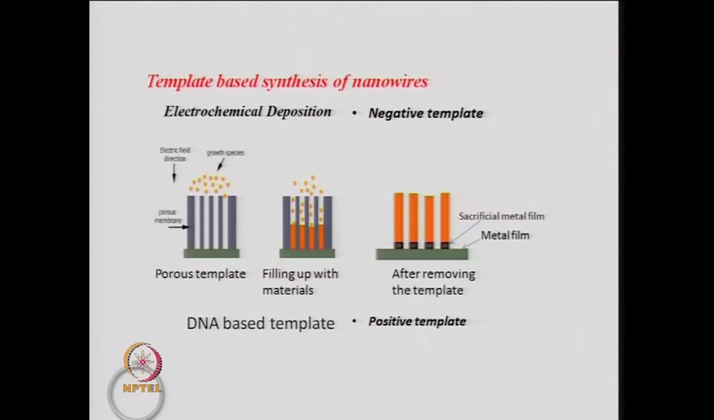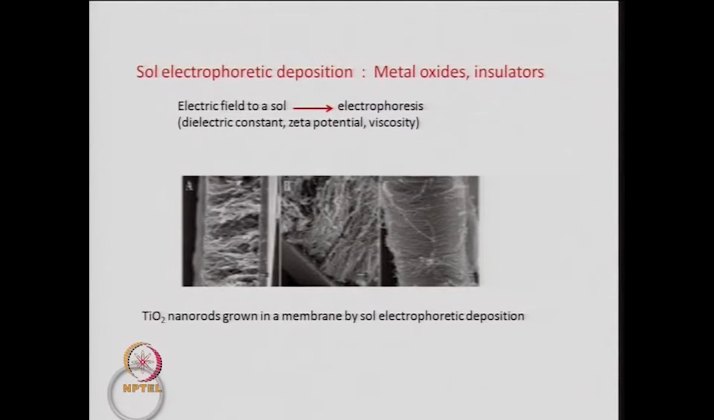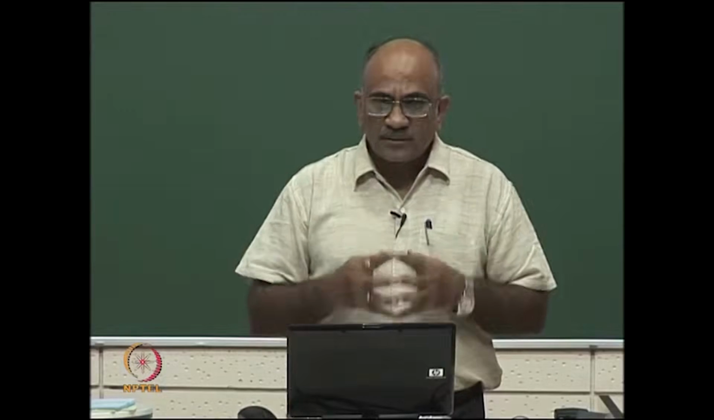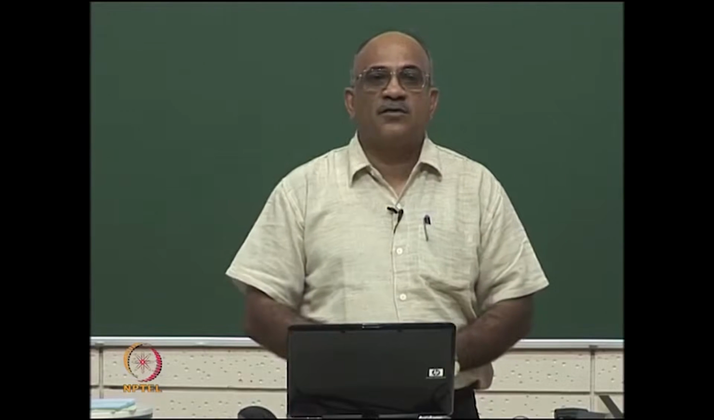Now, if you go to another method, many of the methods we discussed are for metallic nanowires. Now, if you have to make non-metallic nanowires, like oxides such as titanium dioxide or zirconium dioxide etcetera, then you cannot use the electrodeposition method. Then you will have to use what is called sol electrophoretic deposition, where you apply an electric field to a colloidal solution, and that undergoes electrophoresis.